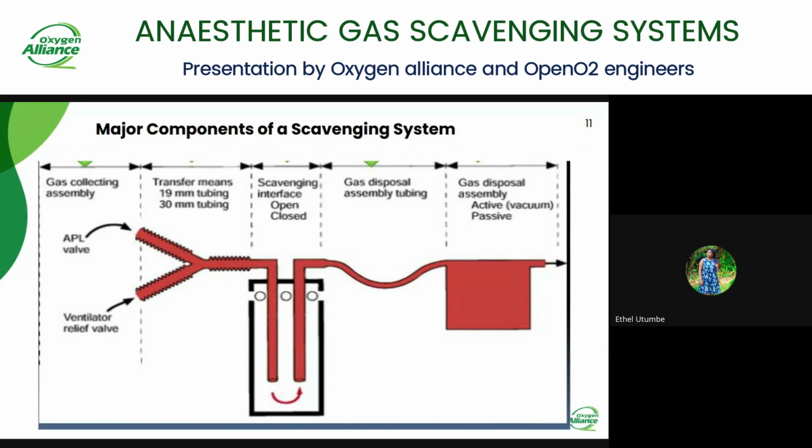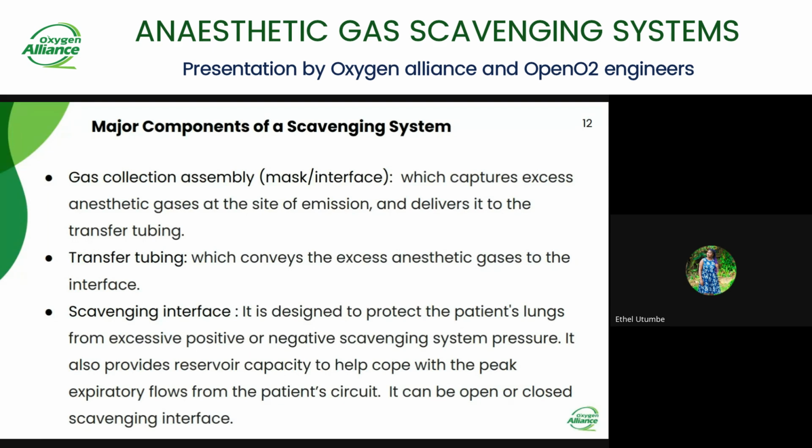This scavenging interface can be open or closed, and after passing through the scavenging interface, it goes through the gas disposal assembly. On the gas disposal assembly, it can either be vacuum, which is active, or it can be passive. So let's look into these components one by one. The gas collection assembly simply captures the excess anesthetic gas, like I've said. It can be the APL and the ventilator valve, the way it's shown on the diagram on the previous slide. So this captures the excess anesthetic gas in the OR, and then delivers it to the transferring tube.